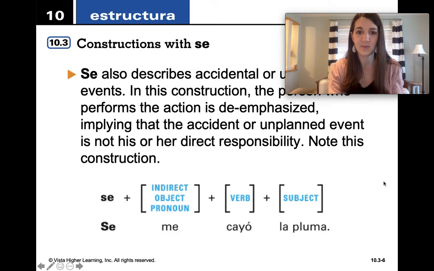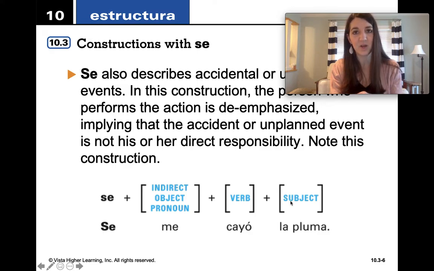So let's look at this example here. So look at this. You start with se, then your indirect object pronoun, meaning that's who it happened to, right? Then the verb, and then the subject. So the verb will be conjugated for the thing, third person, or the things, plural third person, that happened. So if I forgot my homework, it would be se. Then who did it happen to? Me. Olvidó la tarea. I'm conjugating the olvidó for the homework because it actually forgot itself to me. It wasn't my fault. It's a great way to shift blame.